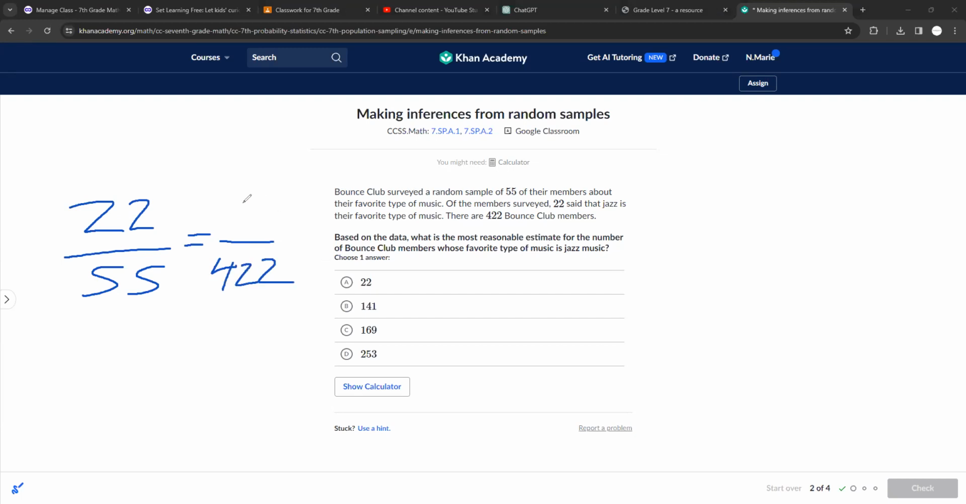So let's do some cross multiplication, equal proportion. Sorry, my microphone cut out. 9,284 is equal to 55x. Divide both sides by 55. And that would get me about 169.